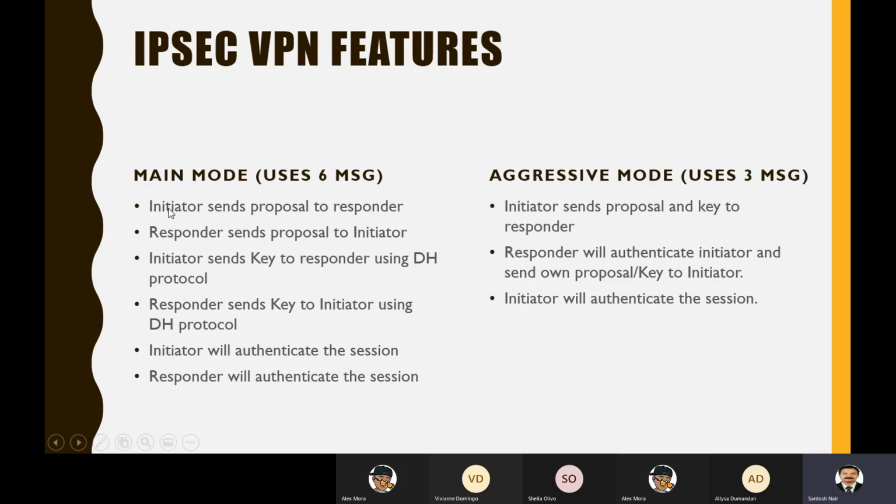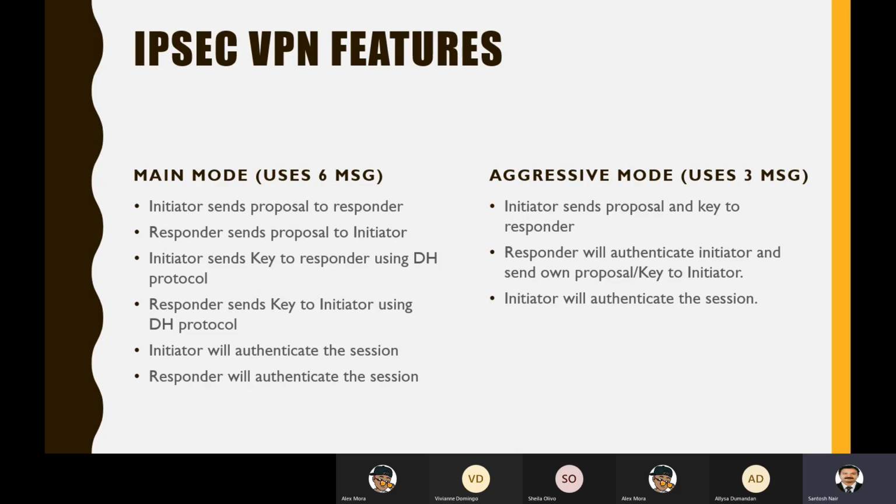First of all, the initiator will send the proposal to the responder. It will send all the security parameters to the other end, the VPN peer. Now the VPN peer will send its proposal to the initiator. Say we are forming a VPN between site A and site B.